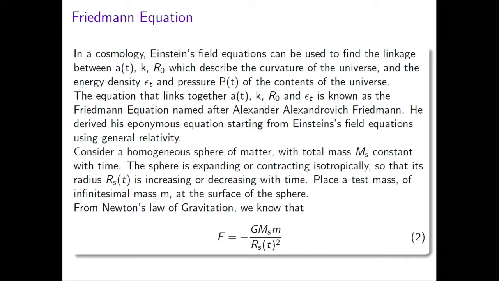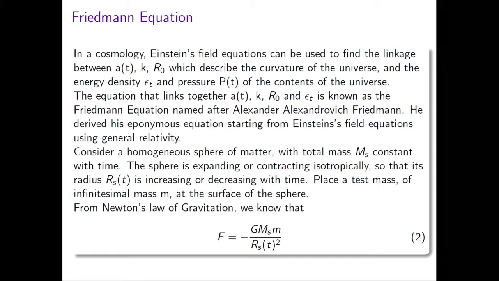So he derived this equation from Einstein's field equations using the full power and the full capability of the theory of general relativity. So first let's assume a homogeneous sphere of matter with total mass ms, and that's constant with time. The sphere is expanding or contracting isotropically, so that its radius rs is increasing or decreasing with time. So this is basically the expansion or contraction of the universe.